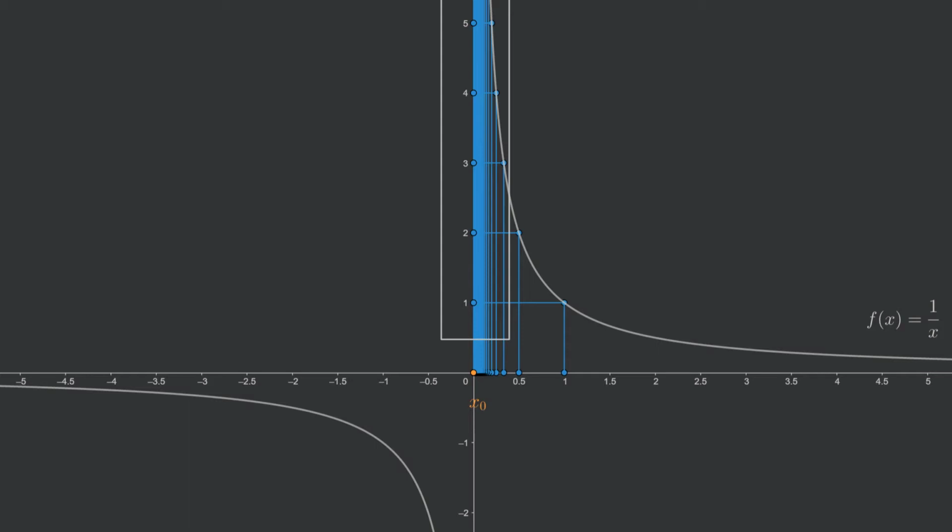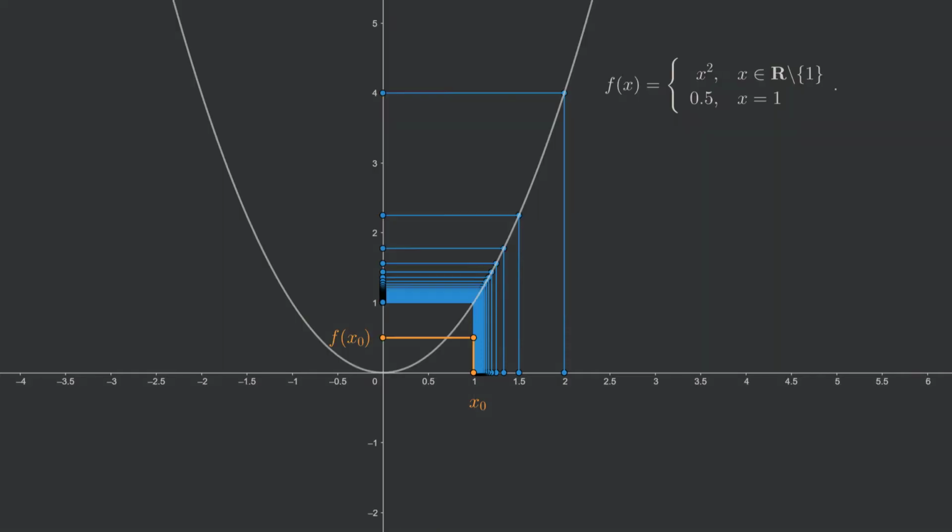We simply have to be a little more creative when we define our function. This function, once more, is the parabola function. Well, not quite. Because with brute force, we redefined the function value at the point x equals 1 to be 0.5.